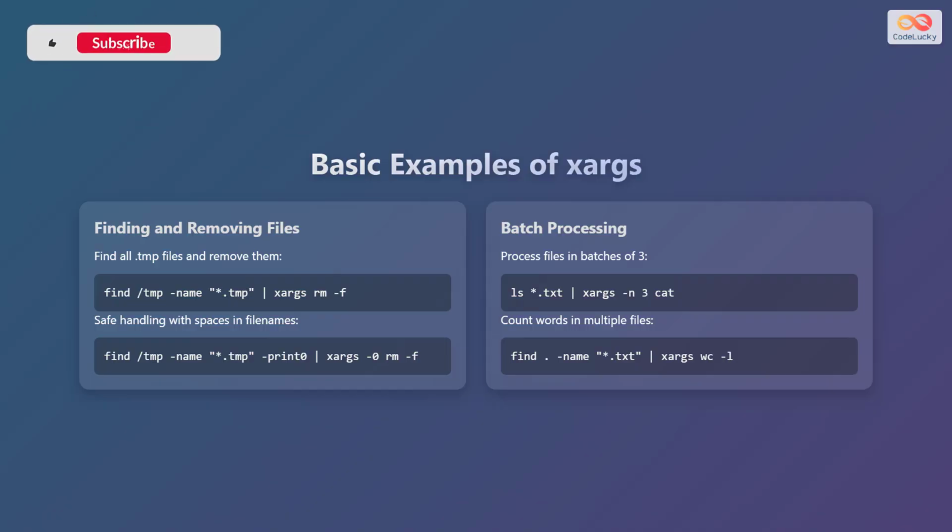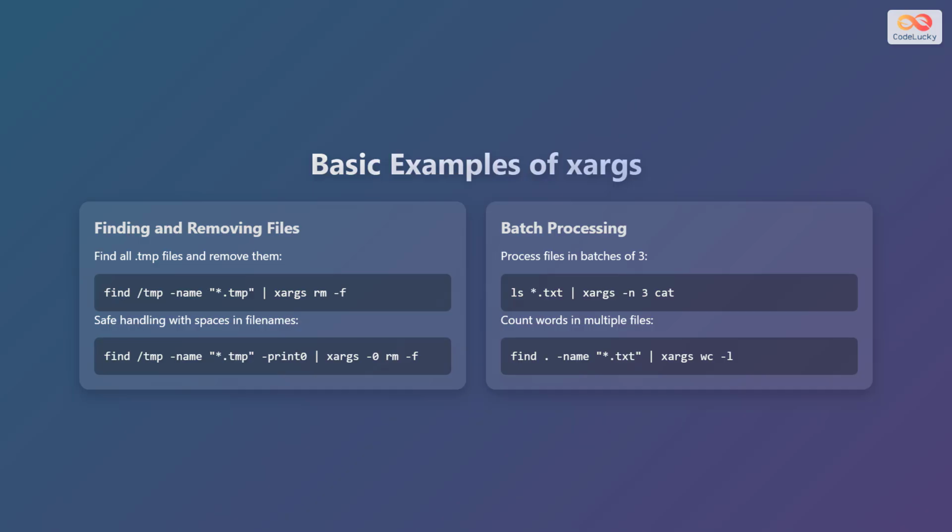Let's walk through some basic examples to illustrate how xargs can be used in practical scenarios. First, let's explore how to use xargs for finding and removing files. To find all files with the extension .tmp in the /tmp directory and remove them, you can use find /tmp -name "*.tmp" | xargs rm -f. Now if you need to handle file names with spaces safely, you can use find /tmp -name "*.tmp" -print0 | xargs -0 rm -f.